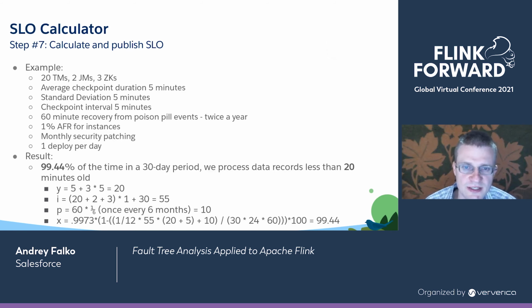Let's apply it to an example with 20 task managers, checkpoint durations in intervals of 5 minutes, 60-minute MTTRs for poison pills, and monthly security patching. We get that we can stay within 20 minutes 99.44% of the time in a 30-day period. This is fairly conservative because it gives you a total error budget of about 4 hours each month. This is a good thing, however, because you'll likely underpromise and overdeliver for your users.